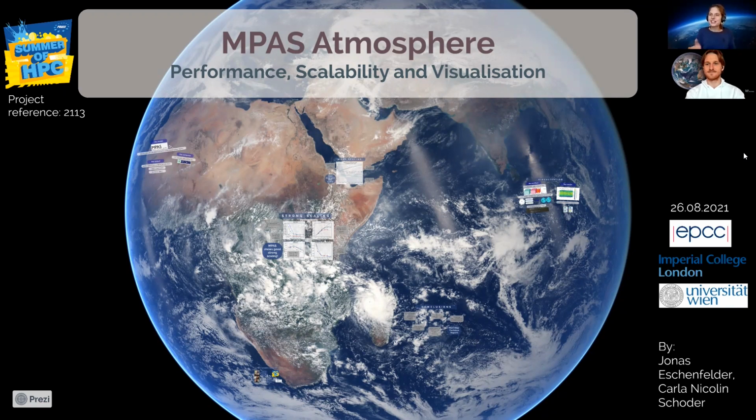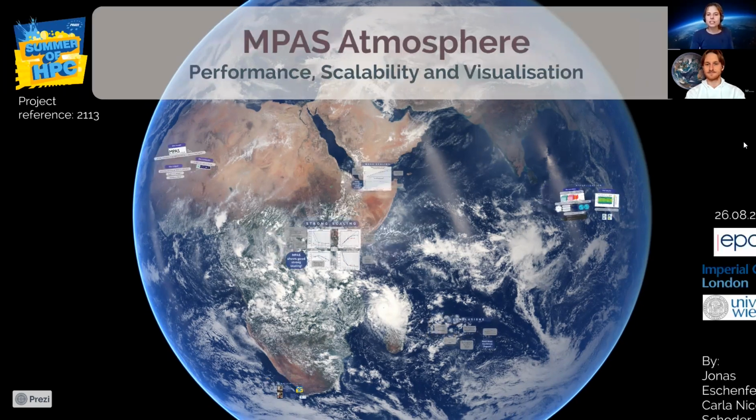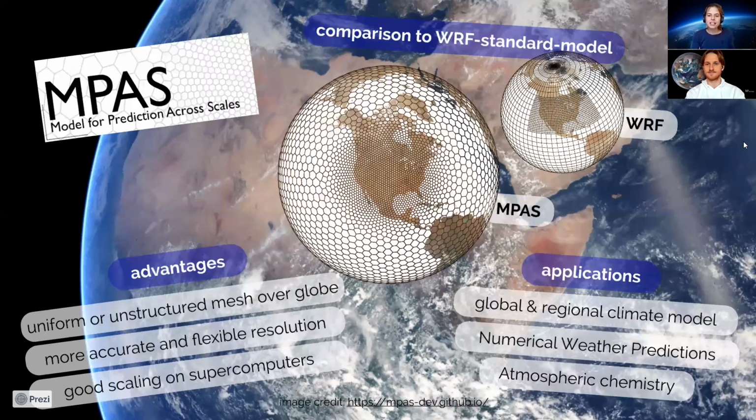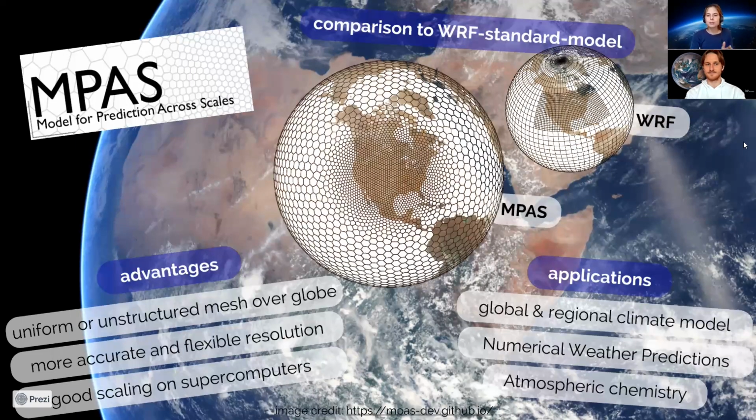My collaborator, Jonas Eschenfelder, studying at Imperial College London, and me, Carla Nicolin Schoder from the University of Vienna, were for the last 2 months part of a project where we investigated the performance, scalability, and visualization of MPAS Atmosphere, which models atmospheres globally and within small geographical regions, to generate things like global and regional climate models, or perform numerical weather prediction, or investigate atmospheric chemistry.